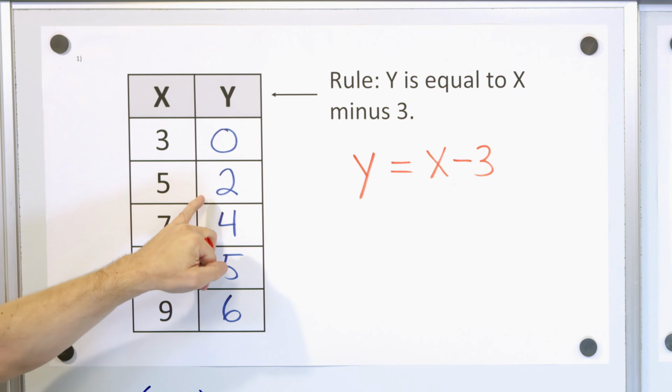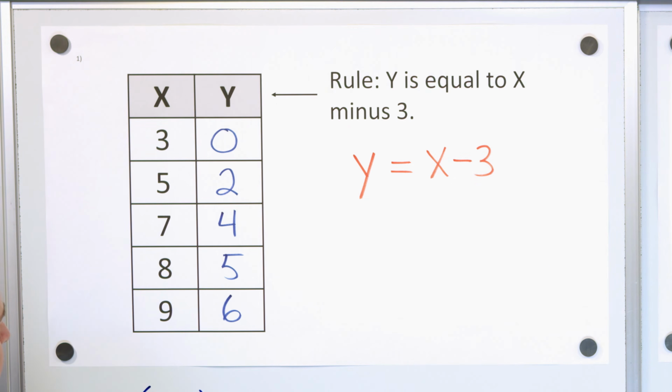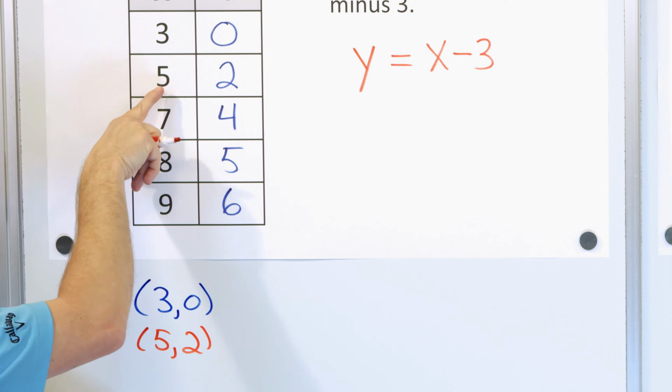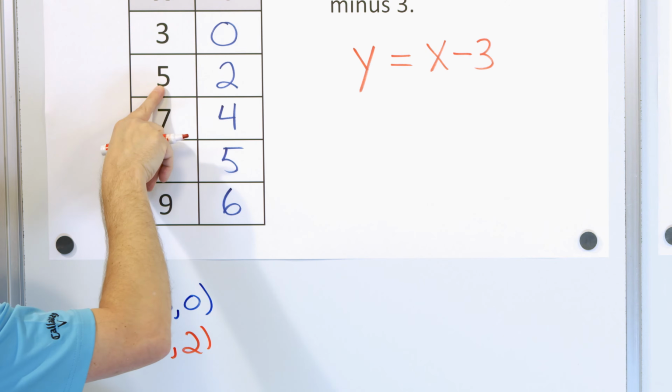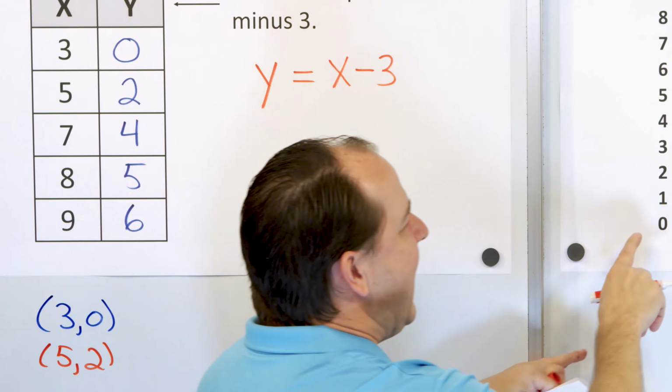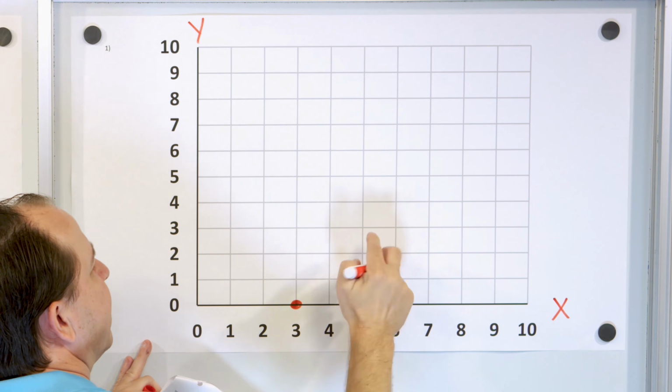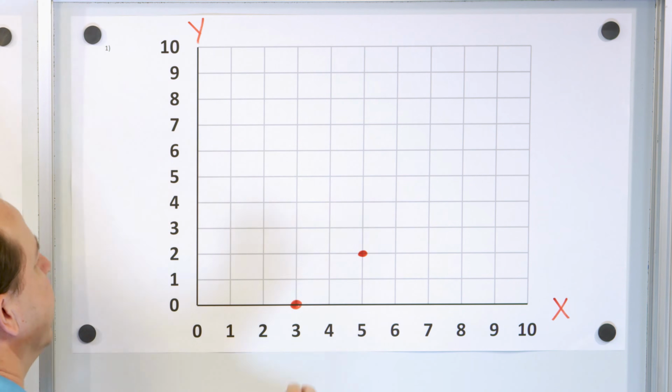Our next point, (5, 2). You can write it in terms of a point with parentheses and a comma, like this, or we have it in the table. For (5, 2), x is 5, y is 2. X is 5, and then you go up, y is 1, 2. So it's (5, 2). There's a point right there.